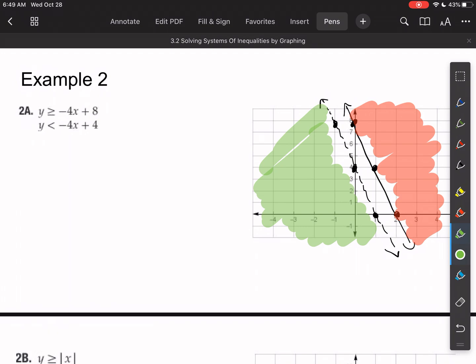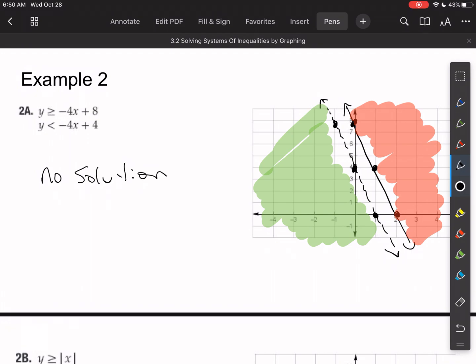Okay, so for this one, technically you're still going to do all that shading, but since we don't have any overlap, remember that the solution to a system of inequalities is the place where we have overlap. So for this one, since the lines are parallel and the shading is in opposite directions, we have no solution. So you can actually write that on this one. This would be no solution.